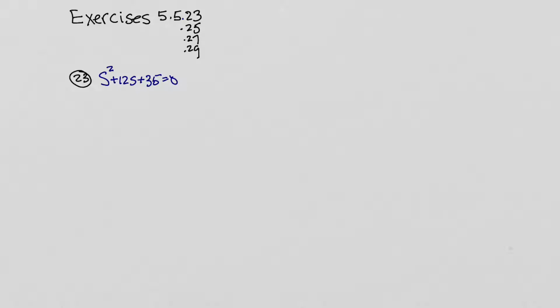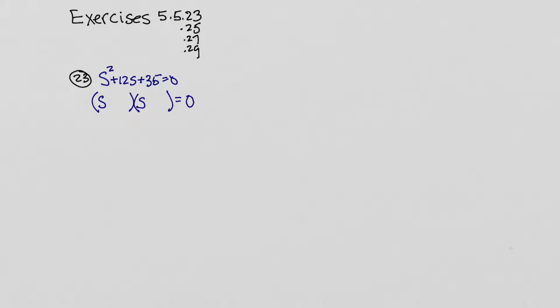So when we factor this trinomial here, I see nothing common all the way through. So let's write our two sets of parentheses, anticipating we can do this. Don't forget to set it equal to 0. Now for the s squared, just use an s and an s. And for this 35 here, what do we want to use?